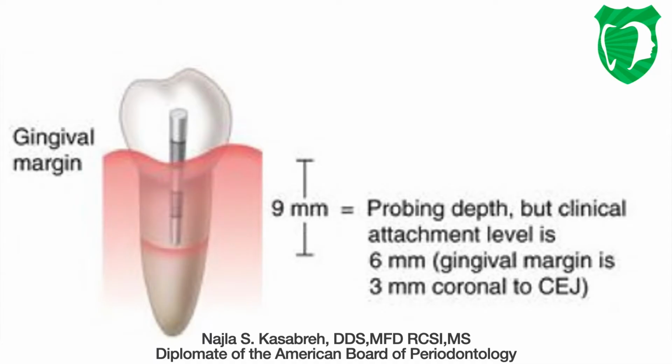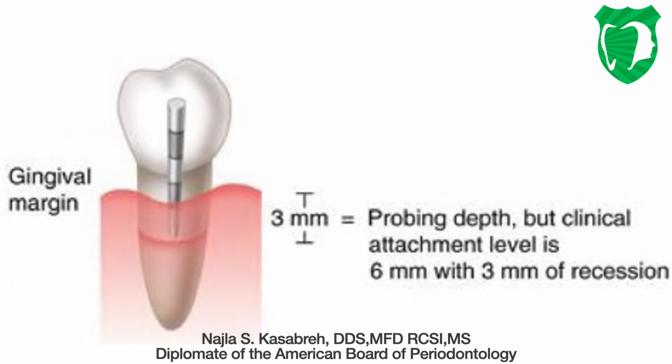For instance, if the probing depth is 9 mm and the gingival margin is 3 mm coronal to the cemento-enamel junction, the clinical attachment level would be 9 minus 3, which equals 6 mm. If the gingival margin is apical to the cemento-enamel junction, the clinical attachment level is the sum of the probing depth and the gingival margin.